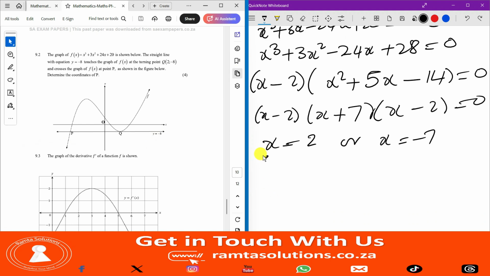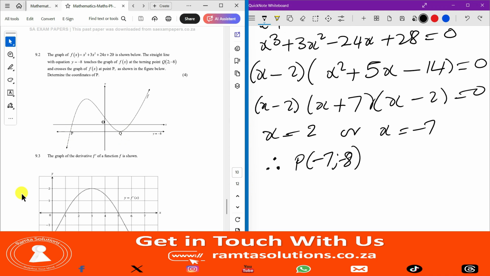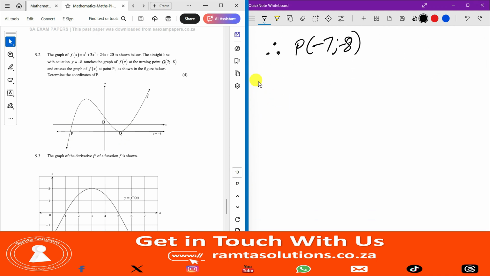Therefore, p has coordinates negative 7 and negative 8. Right? These are the 2 points where these two graphs are intersecting. Where x is equal to 2, we are sorted, it's this one. Then it means the other one must be x equals negative 7. Okay? Great.